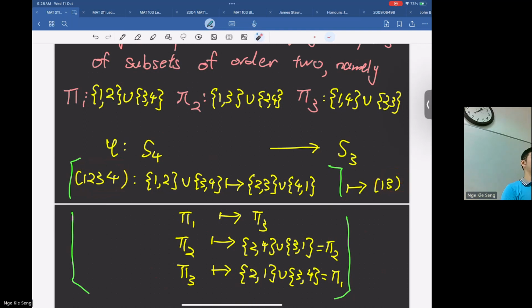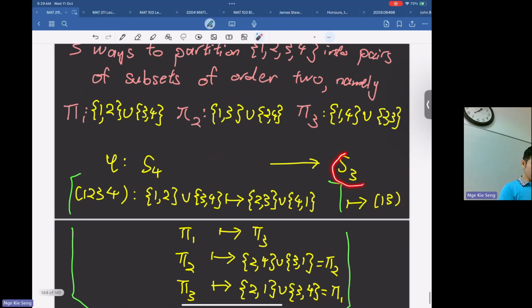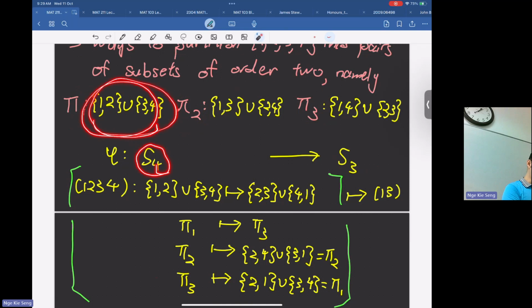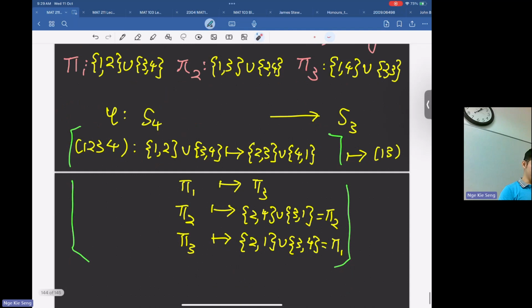Is it okay? Yeah, you can try with other elements in S4 and see how they act on pi 1, pi 2, and pi 3. You will always get an element in S3. The identity element in S3 means it fixes pi 1, fixes pi 2, fixes pi 3. So what are the elements in S4 that, when you permute 1, 2, 3, 4, fix every one of them? What are they?